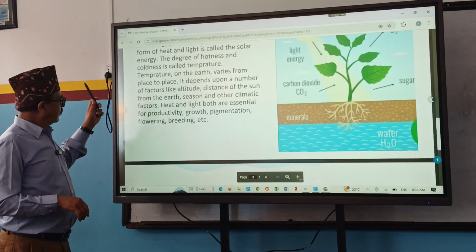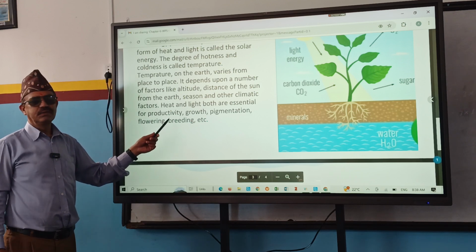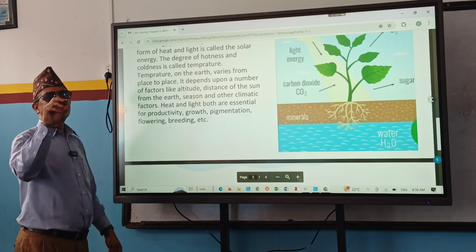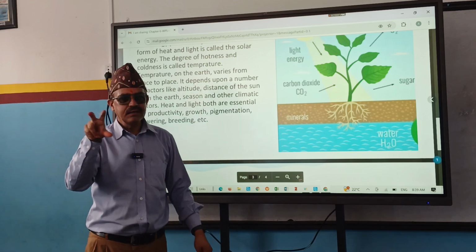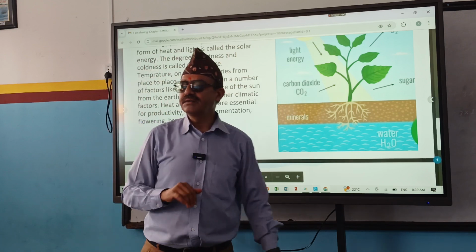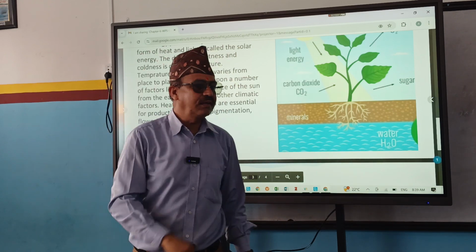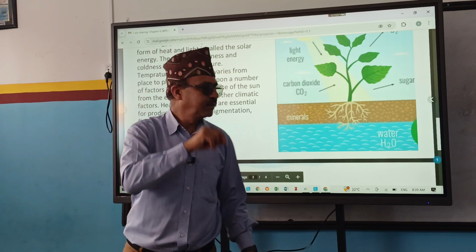See, solar energy is essential for productivity of crops, growth of crops, and pigmentation for giving exact color. You have seen zamara, yes or no? What is the color of zamara? Yellow. Why is it yellow? Because it does not get sunlight. But if it gets sunlight, its color will be green. See, that is pigmentation.